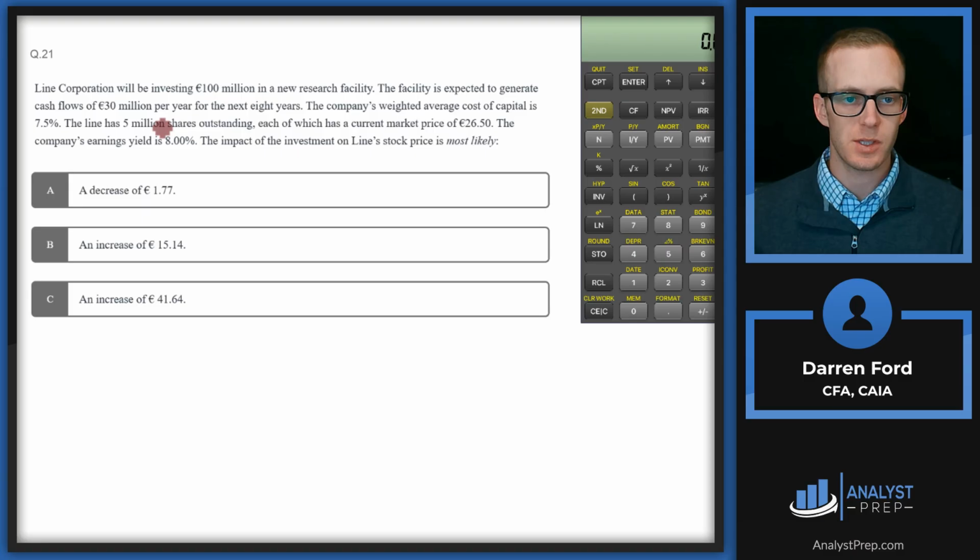The company has 5 million shares outstanding, each of which has a current market price of $26.50. The company's earnings yield is 8%. The impact of the investment on Lion's stock price is most likely. All right, so there's going to be 2 steps to this.